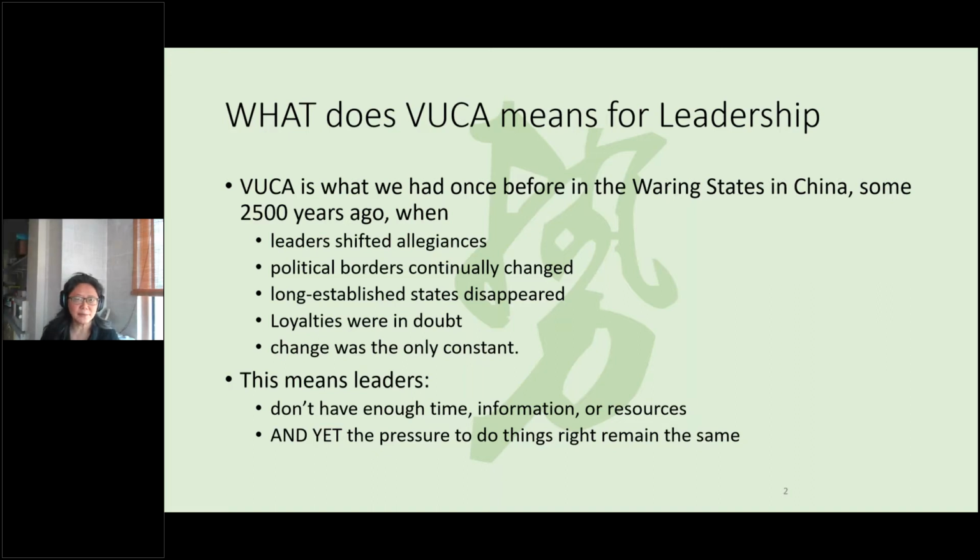we've all seen these things, such as leaders shifting allegiance and political borders continually changing, and we see that a lot, I guess, in the Middle Eastern area. Also long-established states disappeared, like what we used to know as the Soviet Union. It disappeared like 30 years ago. And also loyalty was in doubt. That's what we can encounter almost on a daily basis. And nothing would explain VUCA better than what we have in this year, 2020, thanks to the new coronavirus.